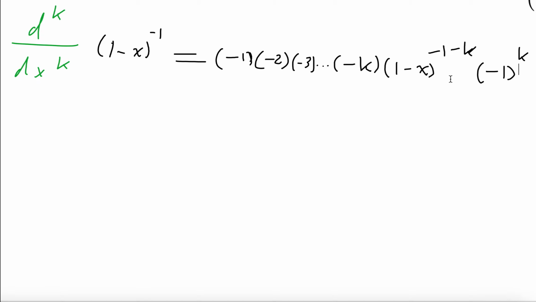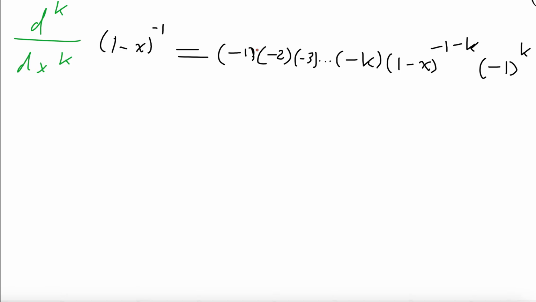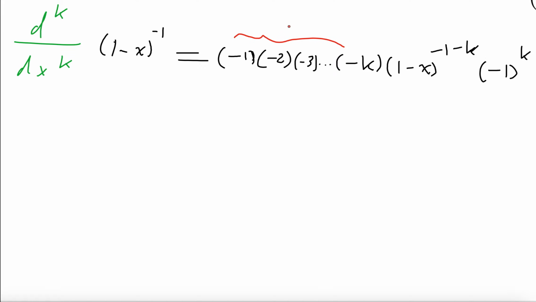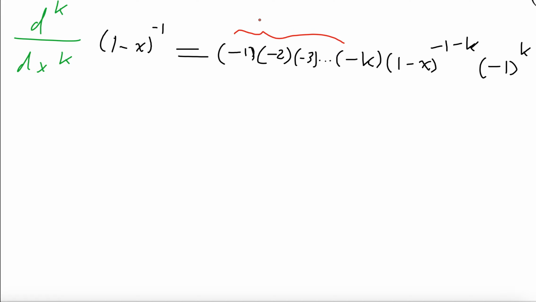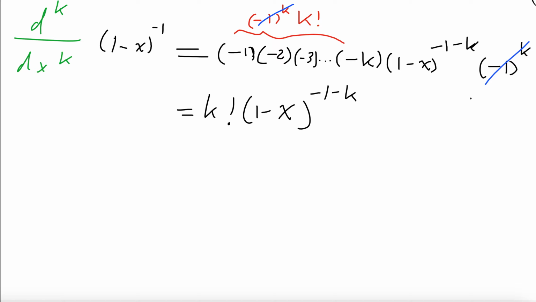So we have this. Now, look what you see over here. Minus 1 times minus 2 times minus 3 all the way up to minus k. That's k multiplications, and you have k minus 1s in there. So you can do (minus 1) to the k, and look, you just get k factorial. And notice that this (minus 1) to the k can cross out with this (minus 1) to the k. So you get, ultimately, k factorial times (1 minus x) to the minus 1 minus k, like this.